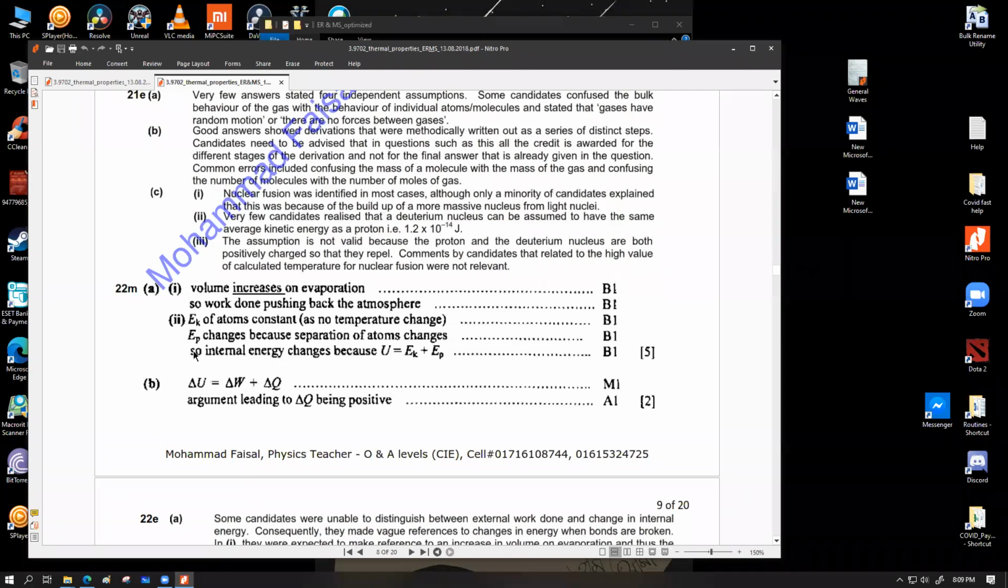If you ask me, I would have definitely written in terms of molecules. I wouldn't have written atom because we're considering water, so that's a compound. I would go for molecule. So if we write that kinetic energy of molecules is constant, then the marks will not be deducted. No, it won't be deducted. It's perfectly good. A safer word or a more generic word is particle.